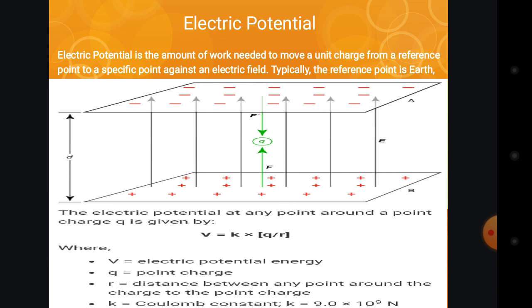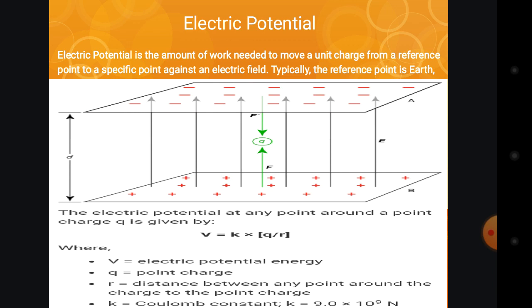Normally V stands for the electric potential. That is the symbol, and it is equal to K times Q over R. This K is the Coulomb's law constant, a constant of proportionality that has a value of 9 times 10 to the power of 9. And the Q that we have is the point charge.